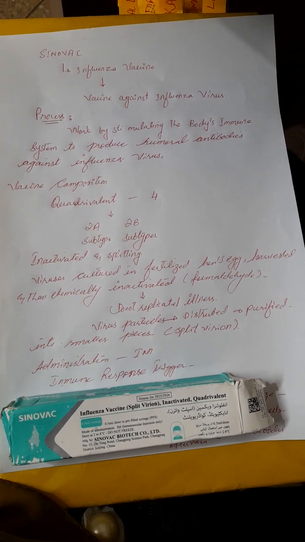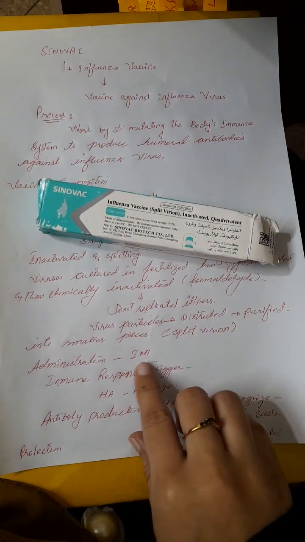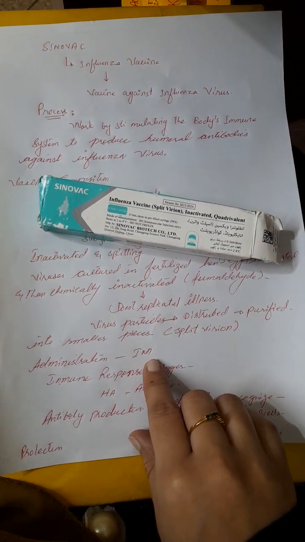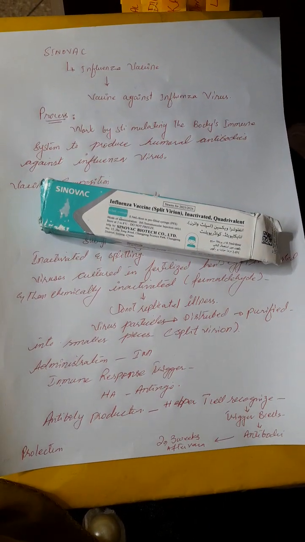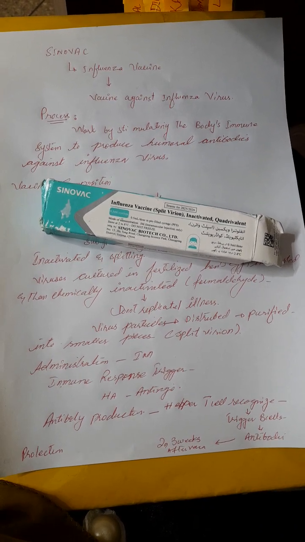What is the administration of this vaccine? This vaccine is administered as an intramuscular injection, IM, mostly in the deltoid muscle, for adults and also for older children.